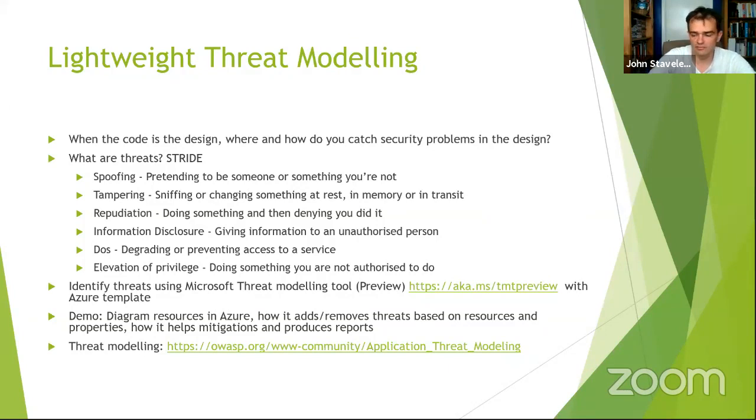If you're not locking down your system correctly, people can get access to it. Repudiation, pretending you didn't do something. Information disclosure, this could be as simple as showing your error message to a person or allowing them access to resources they shouldn't have. Denial of service, degrading or preventing access to a service, or elevation of privilege, doing something you're not authorized to do. A really great tool I've found for this is the Microsoft Threat Modeling Tool. You can get it from that URL, and it has a great Azure template. A lot of security professionals have come up with this template, which shows all of the threats you can have by linking resources together.